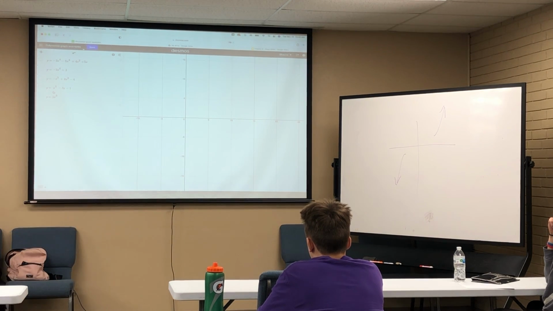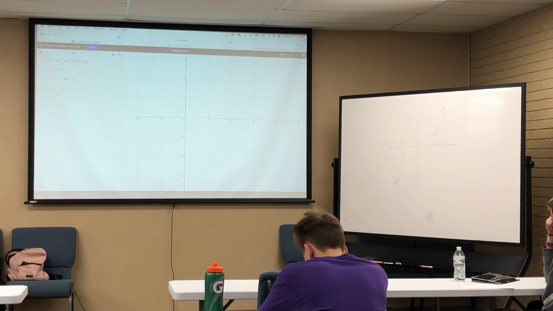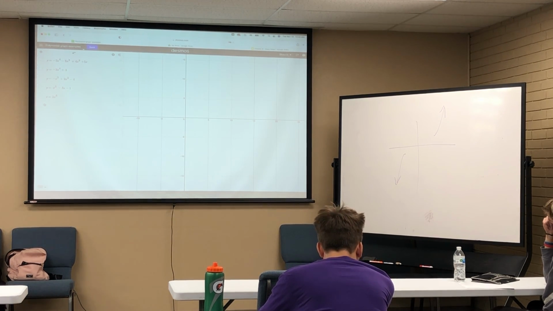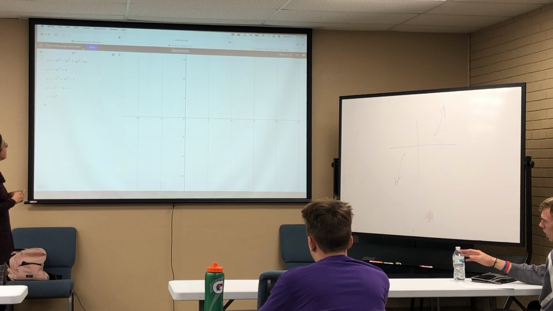Okay. Let's look at this one. All right. And then we have one turn in the middle. Correct? And it has how many solutions? 3. 1, 2, 3. Okay, so let's look at this last one. Y equals 2x to the 6th. What should the end look like?